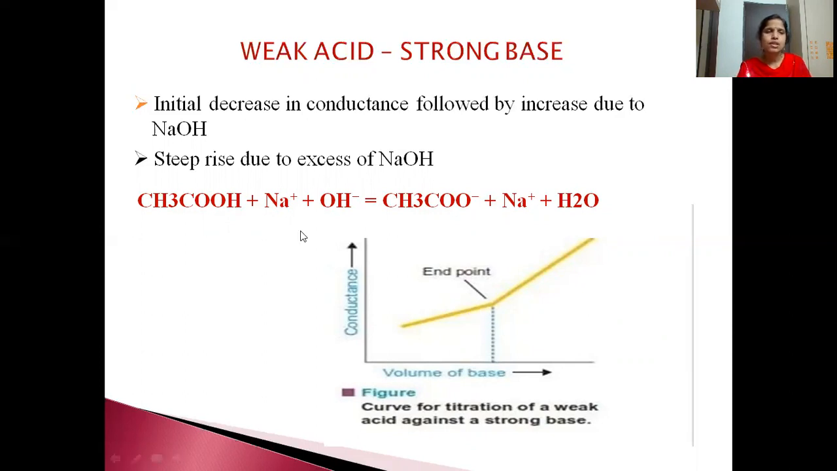Until all the H plus ions are replaced by Na plus ions, and then the further addition of NaOH results in a steep increase in the conductance value, because of the strong base, which is releasing OH minus ions. So this increase is due to the OH minus ions.